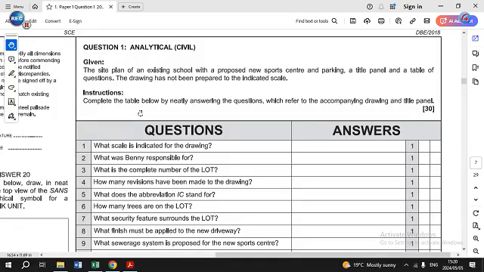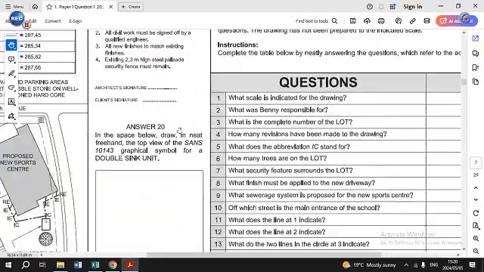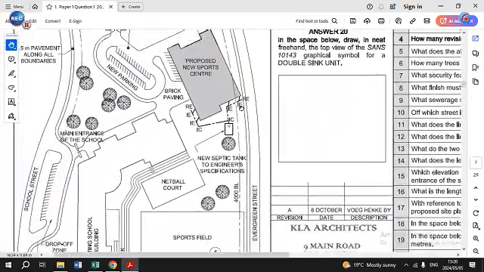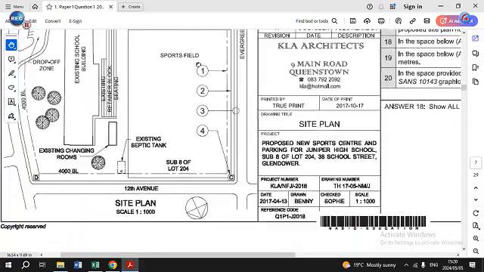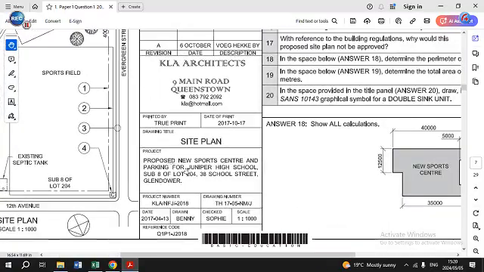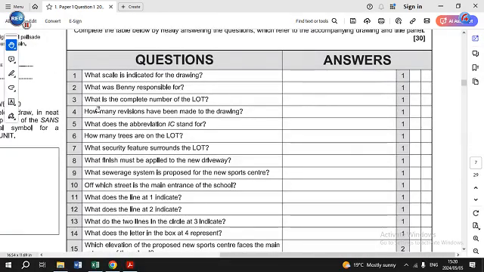Your instructions are that you need to complete the table below by neatly answering all the questions which refer to the accompanying drawing and title panel. And here you will find the drawing of the school and the sports field, and right here at the bottom you're going to find the title panel where all the information will be available. Please keep your page ready so that you can fill in the answers as it unfolds in this activity.